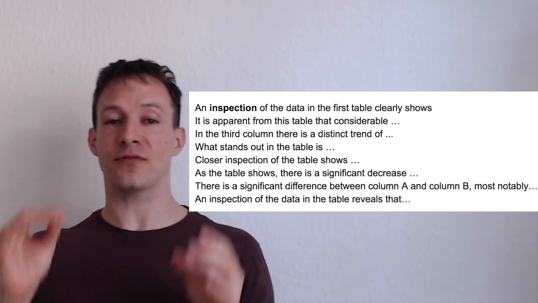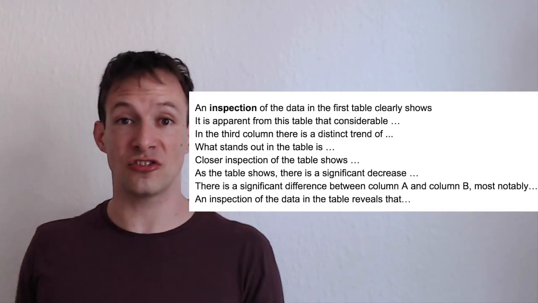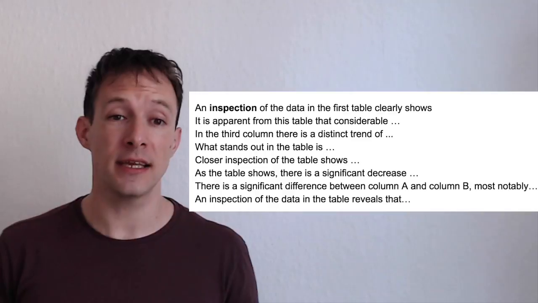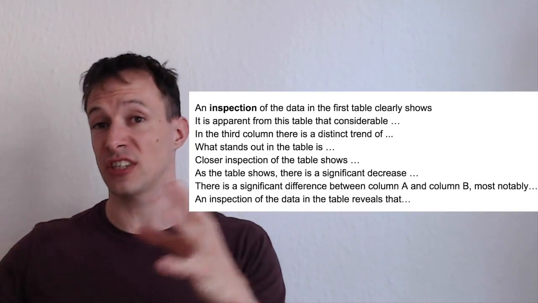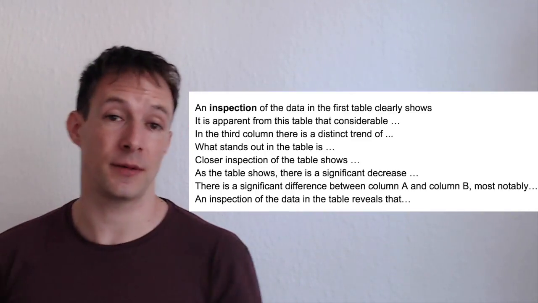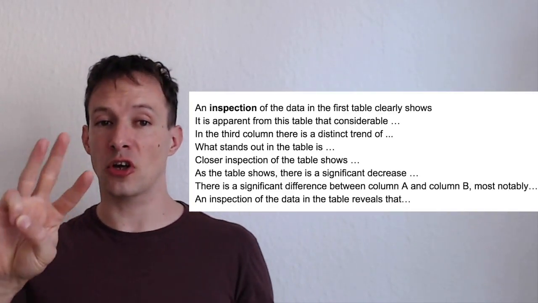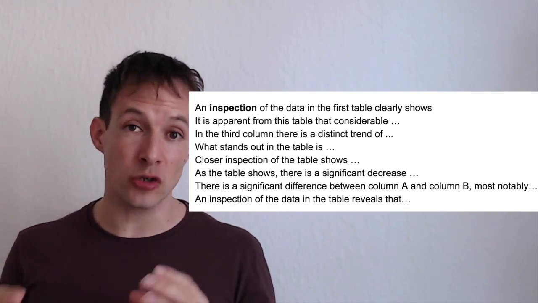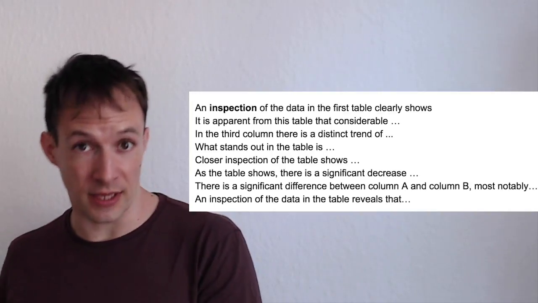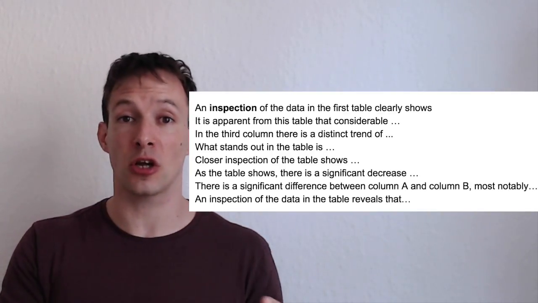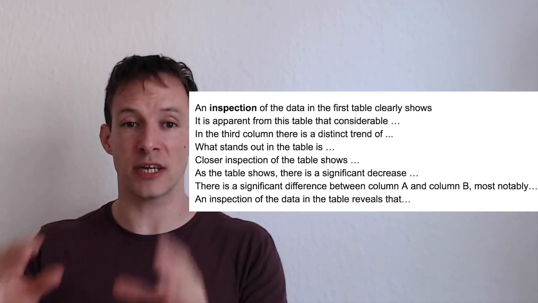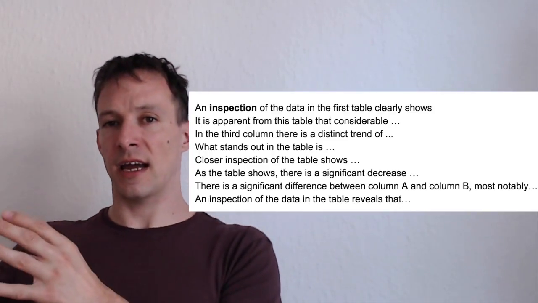Next one. It is apparent from this table that considerable something, okay? That there is a considerable increase in the final year. In the third column, there is a distinct trend of something, okay? In the third column, there is a distinct trend of increase in production. I'm just trying to give you different kinds of examples that you might find yourself using these phrases.